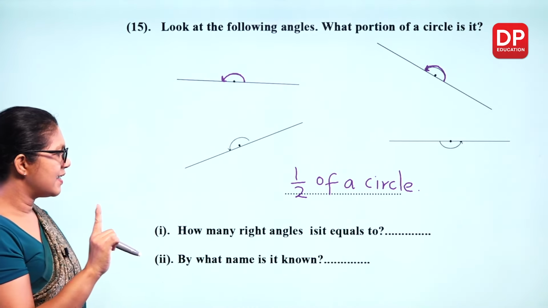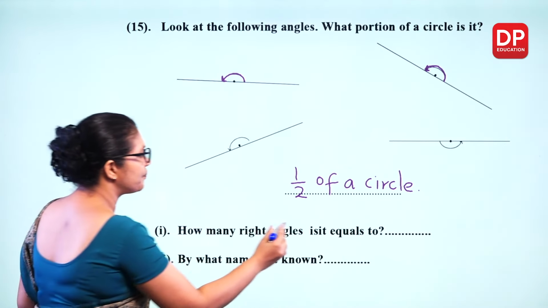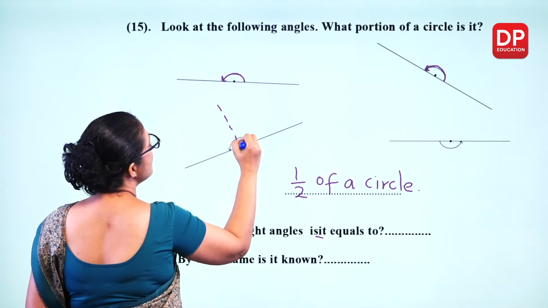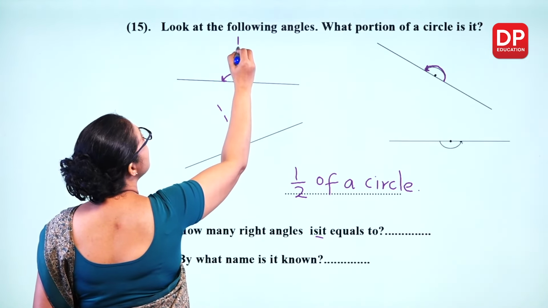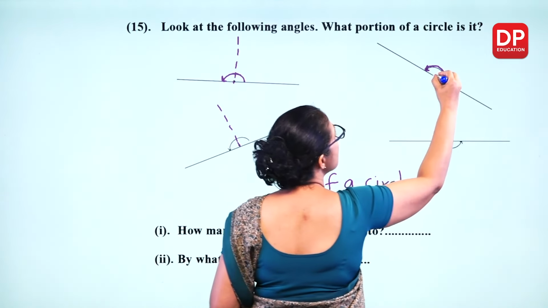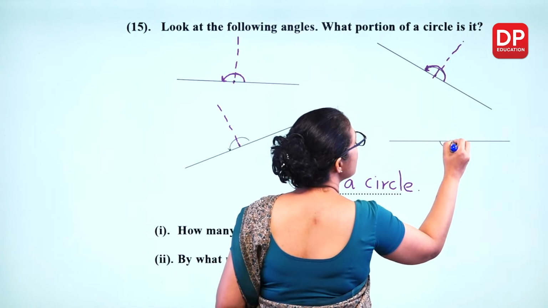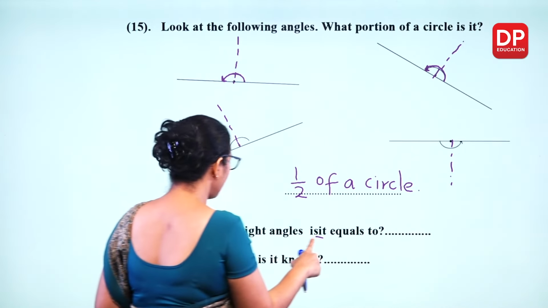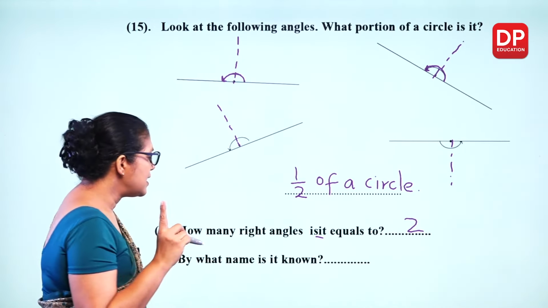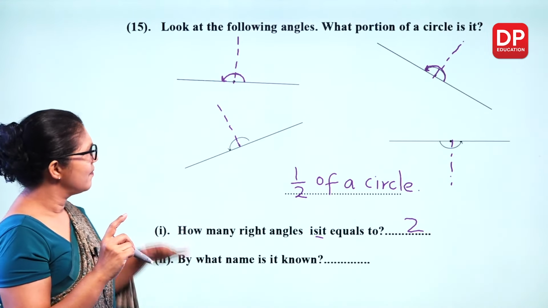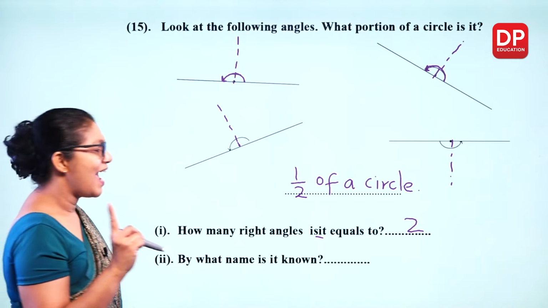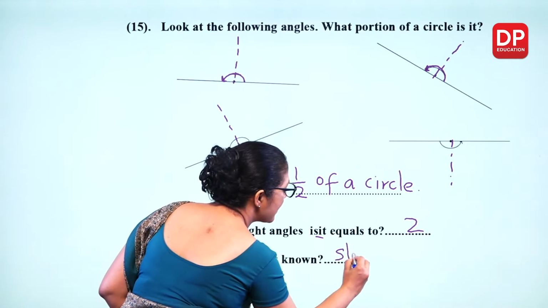How many right angles is it equal to? It's 2 right angles. When you take the line here, you get 1 right angle and the other one is 2. So 2 right angles are there. By what name is it known? This is a straight line, so we call it a straight angle.